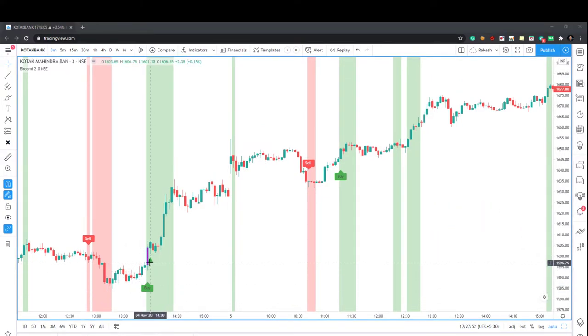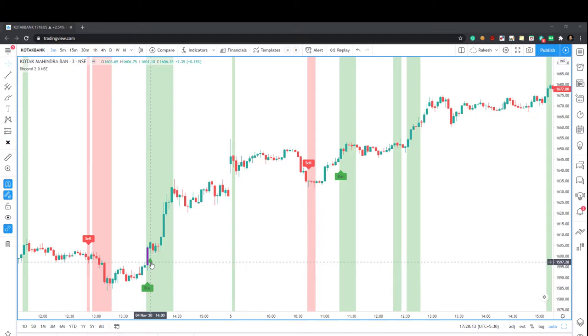Now we see these little triangles in green and also in red in Bhumi 2.0. These indicate that there was a breakout of a key zone. What does that mean? It's either a buy from here breakout or a sell from here breakout. Similarly, you will see a red triangle if there is a breakdown of one of these zones.